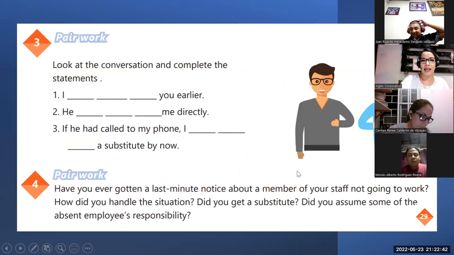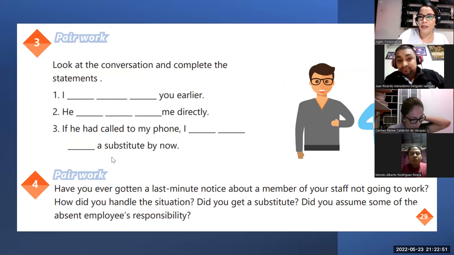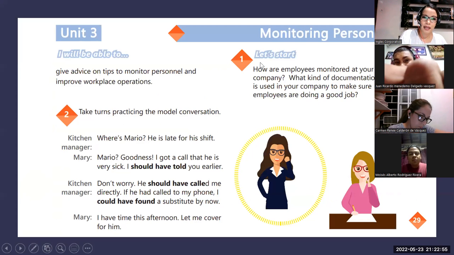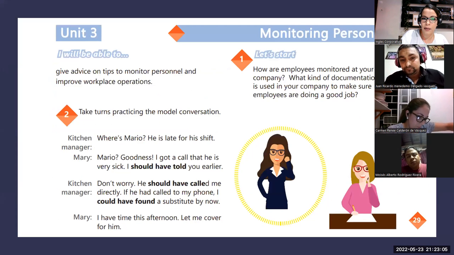So in this one, let's complete this one. Look at the conversation and complete the statements. I'll give you some time for you to complete the statements. They are taken from the conversation that we already practiced. So if we see the number one, it says I, you earlier, and we have three spaces. What are we missing there?